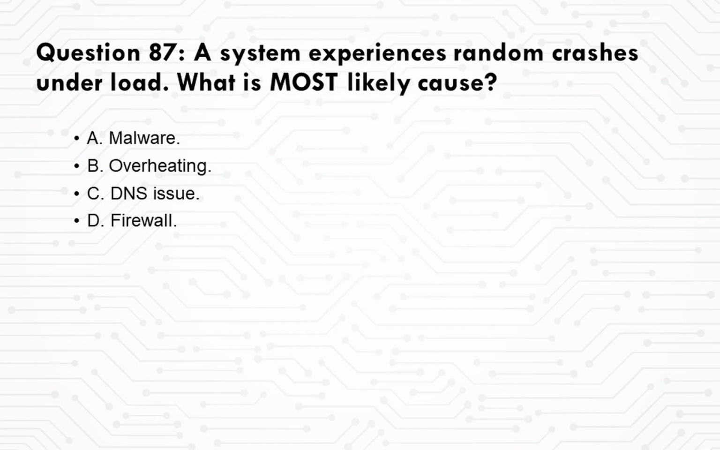Question 87. A system experiences random crashes under load. What is most likely cause? A. Malware. B. Overheating. C. DNS issue. D. Firewall. Answer: B. Heat-related instability occurs under load.